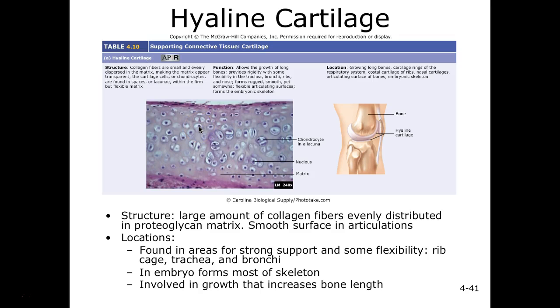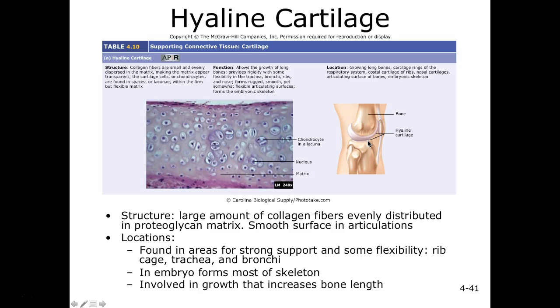So here we will have a ton of collagen fibers. It's that pinkish background that you see here. It's pretty evenly distributed. You don't see it really delineating from other pieces of cartilage. And we're also going to have proteoglycan within the matrix. And this helps to create that nice smooth surface in our articulations. So here we have a knee joint, and we can see that hyaline cartilage is at the very end of our femur, the distal portion of the femur. We also have some on the tibia as well.